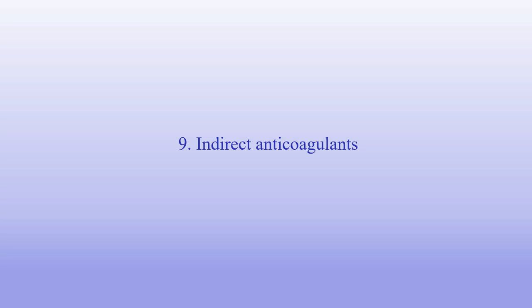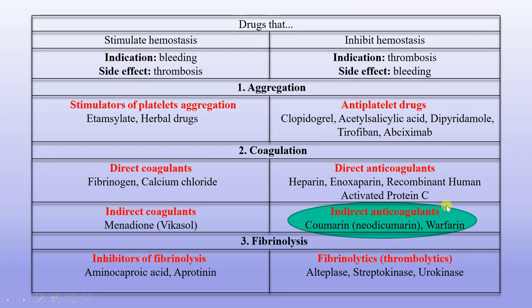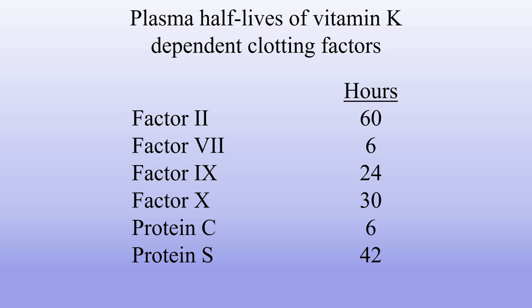And the next part of our lecture is indirect anticoagulants. These are the drugs on the right side: coumarin, neodicoumarin, and warfarin. I would like to remind you the plasma half-lives of vitamin K dependent clotting factors, because these drugs have a mechanism connection with vitamin K. Factor 2, 60 hours. Factor 7, 6 hours. Factor 9, 24 hours. Factor 10, 30 hours. Protein C, 6 hours. And protein S, 42 hours.